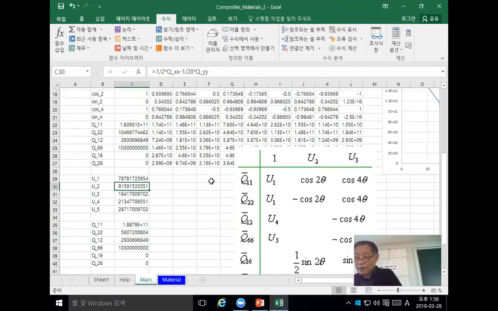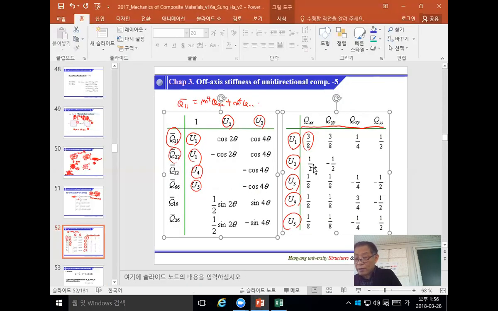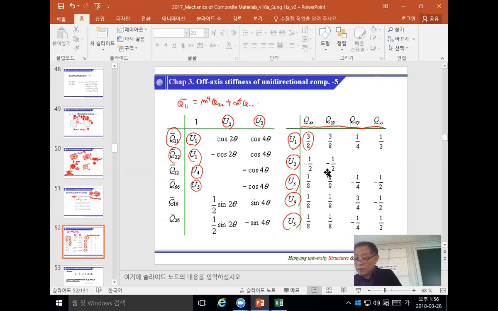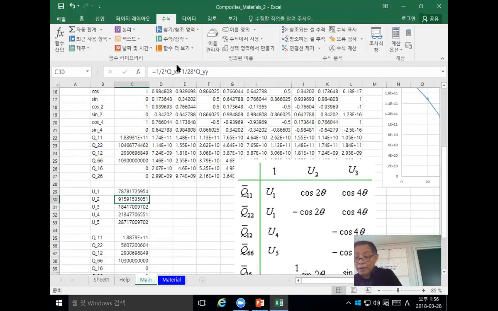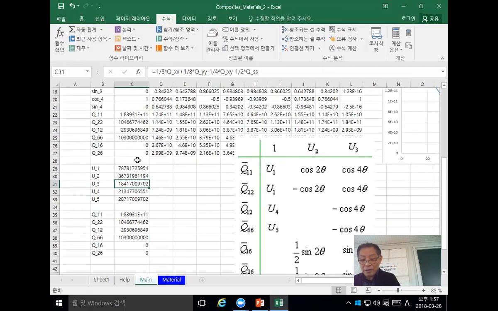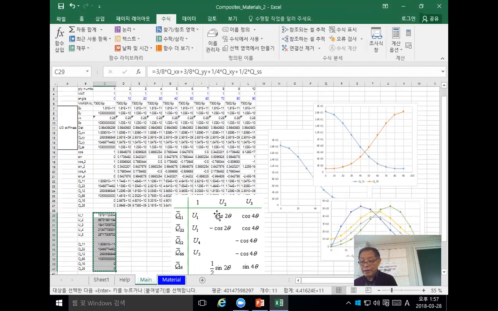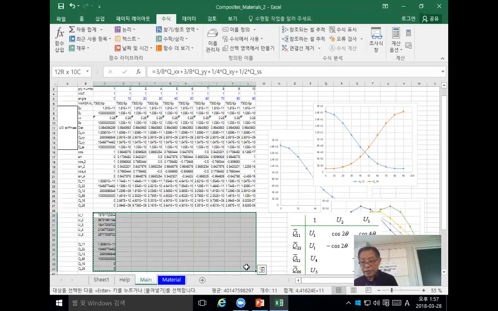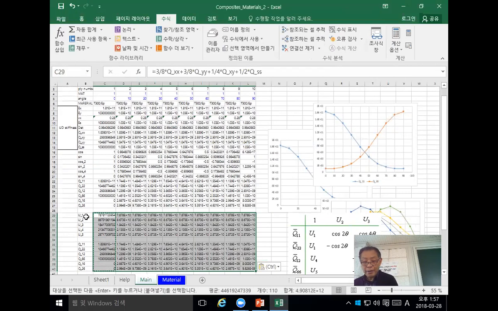Really? Okay, let me double check. This one, half. Okay, thank you. So that's why I love Excel. We can easily find the bug. Now, double check this one and this. Okay, good. So we just copy and paste it here. And again, we just give a name from here.